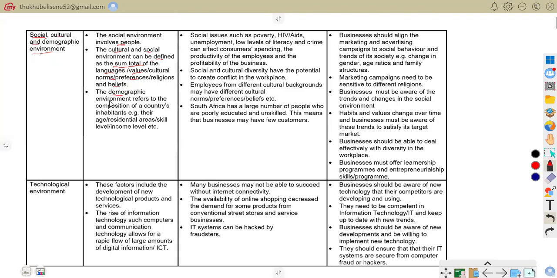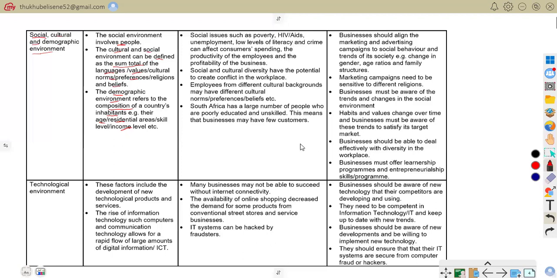The demographic environment refers to the composition of a country's inhabitants. For example, their age, residential areas, skills levels, income level, etc. Here we're talking about demographics being age, income, and education. So that is when we talk about population characteristics. For example, a young population increases demand for gadgets. You see, that is that.